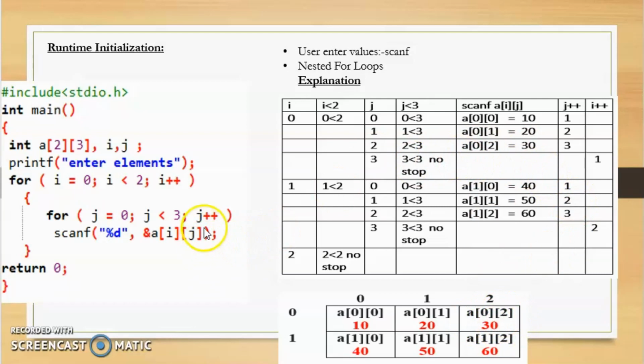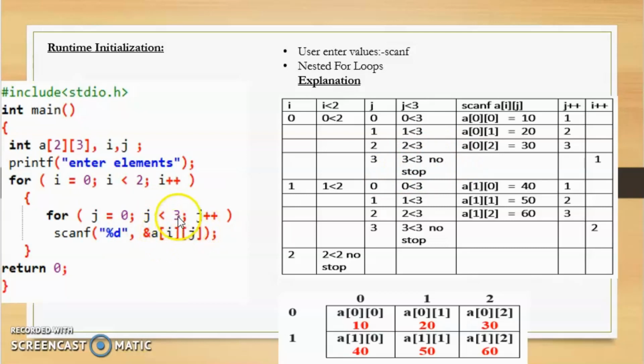Then again j value will be incremented. So j value will become 3. It will check is 3 less than 3. 3 is not less than 3. So this condition is not satisfied, and the inner loop will terminate.